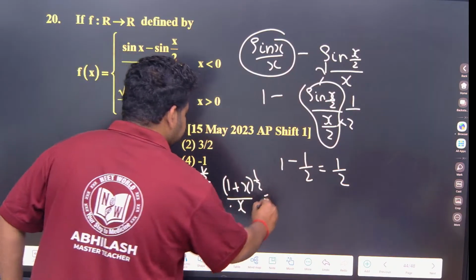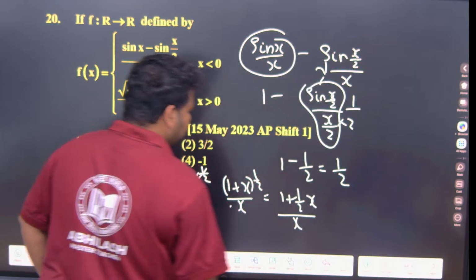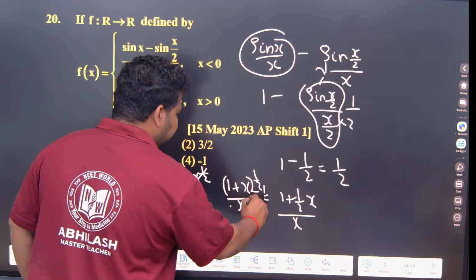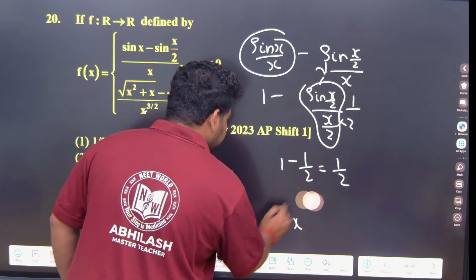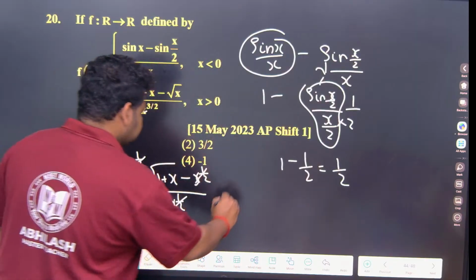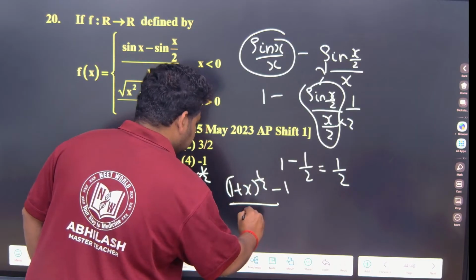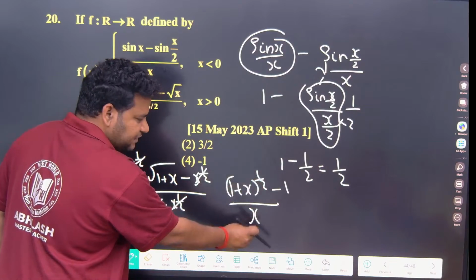So we can write this as 1 plus 1 by 2 x, by x. Here if I take common, will I not have 1 here? We forgot that, correct na? If I take common, here this will be (1 plus x) to the power of 1 by 2, and here it will be minus 1, by x. Here if I put 0, this will be 1. 1 minus 1 is 0. 0 by 0 form I will get.